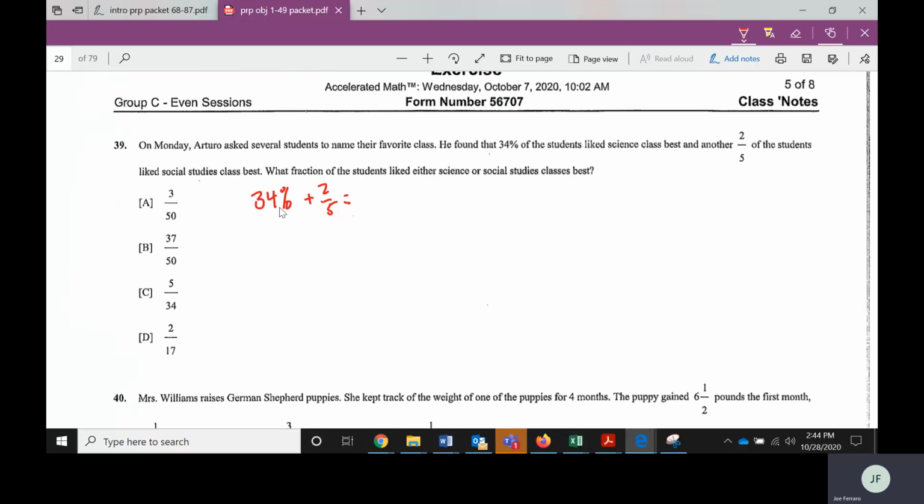So let's change this to decimal. Move it over, 0.34. And then this to decimal, 2 divided by 5 is 0.4. We add those together, we get 0.74. Now, again, the reason I move them both to decimal is that it's one step to get them both to decimal. Okay, the percent you move it over twice, the fraction you divide, and we get 0.74. Now, check your answers, see which one is 0.74.